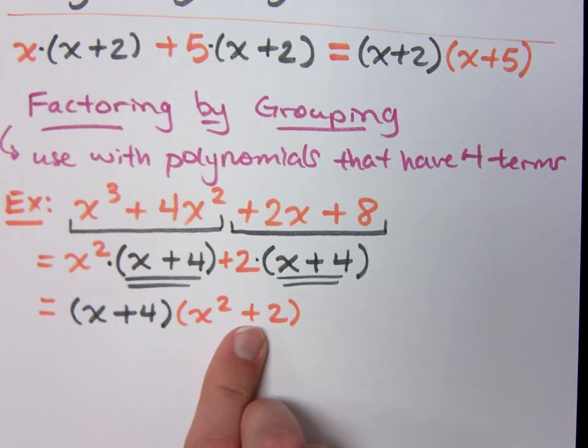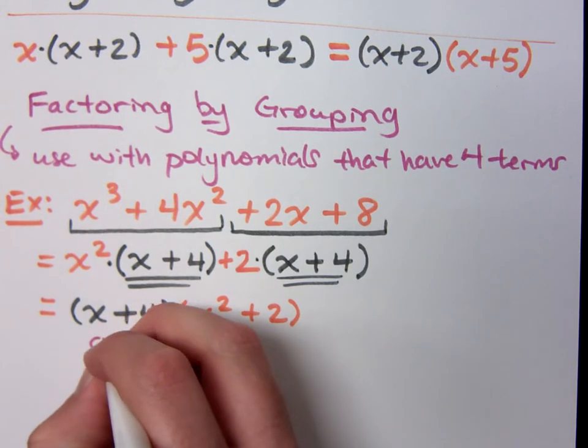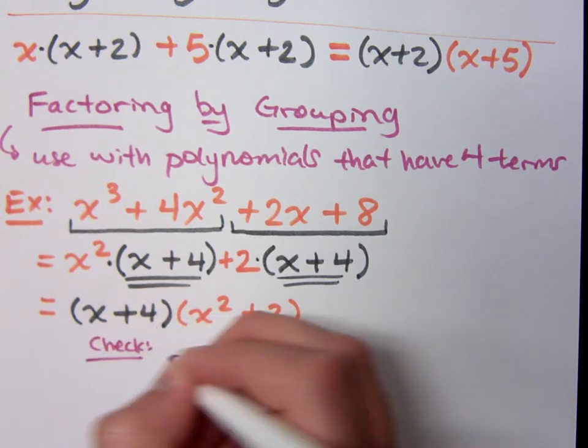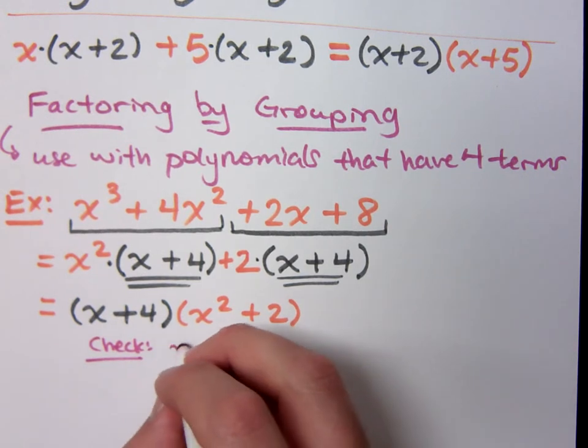Factor it out? No, no, no. We can multiply. We don't factor it out. We were factoring, but to check means we multiply. You can use FOIL though, right? Yeah, FOIL. So what's the product of the first terms? It'd be x squared.